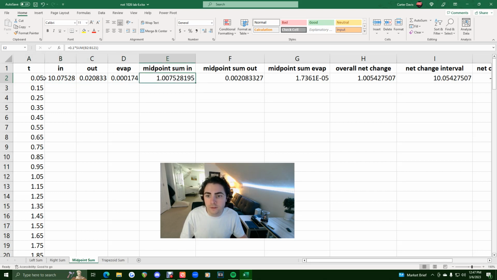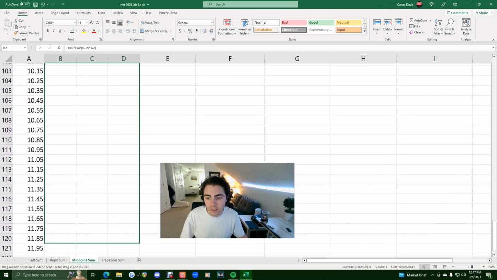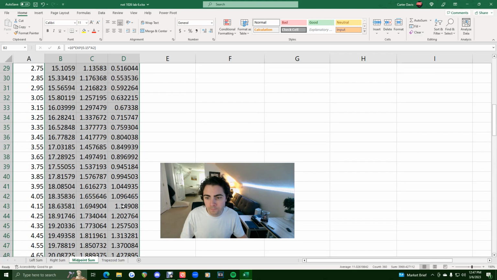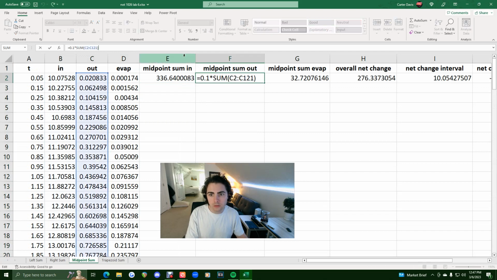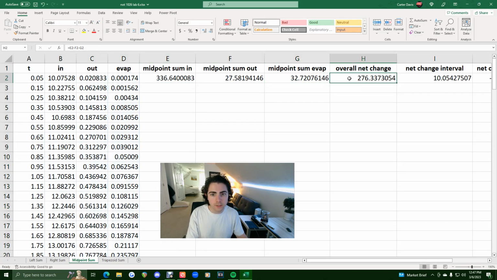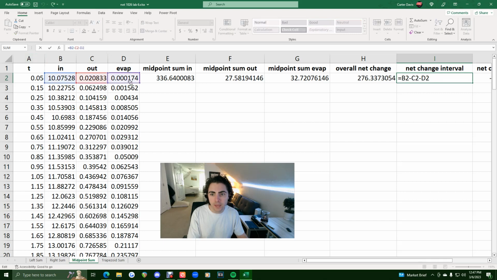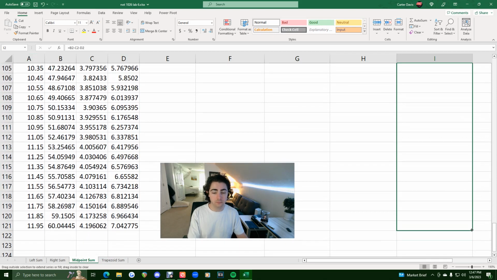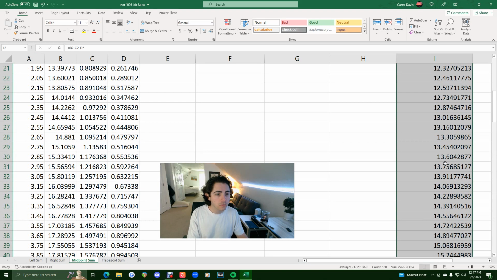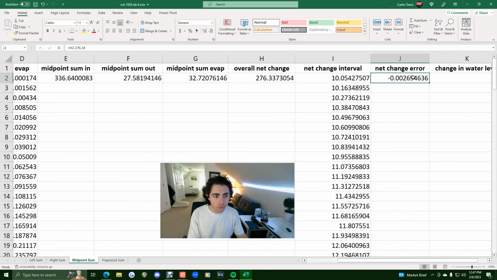Midpoint sum, and these are going to be off until I drag these down here, so I'll drag this down. So highlight all three, drag the corner down, get all those function values, and now this is calculating the correct sum. Net change, again, is still just in minus out minus evap. Net change interval, that should be doing that minus that minus that, and then we just drag that down. All right, got all those. And then net change error should also still be right, which is amazing if that's the error.